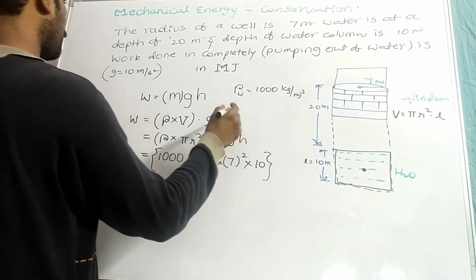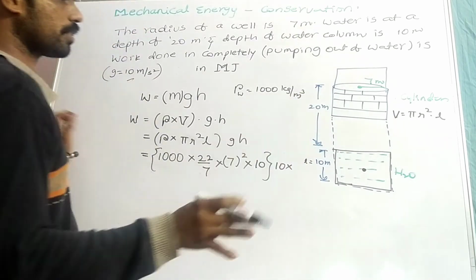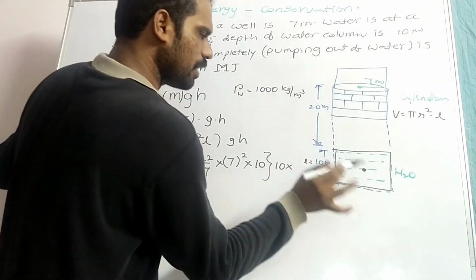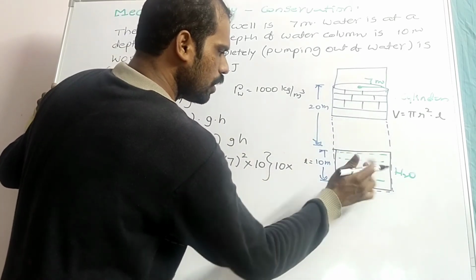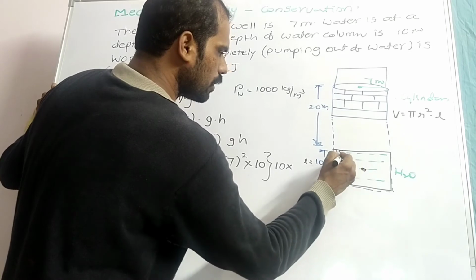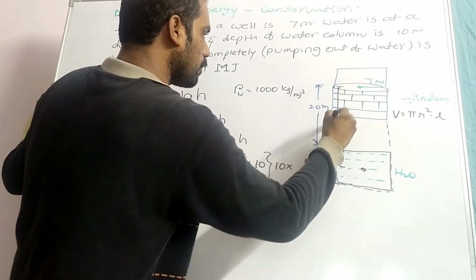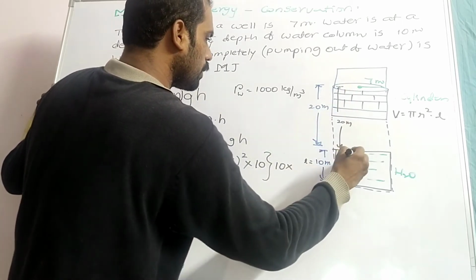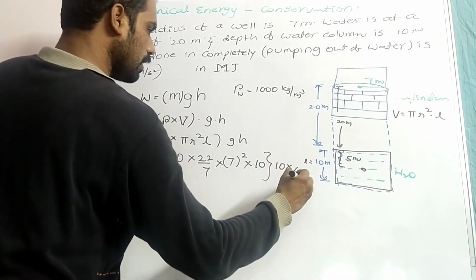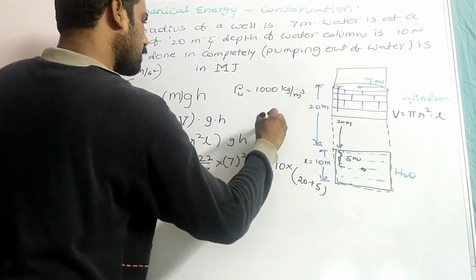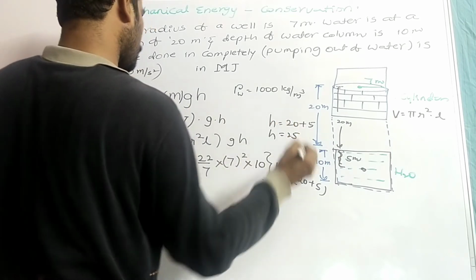Now acceleration due to gravity value is given as 10, and what we have to find is h. Here we have to see with keen attention. This is 10 meter. As the massive part is concentrated here, we have to take up to the center of mass only. So from here to here is 20 meter, and from here the 5 meter is the height we have to take. So H can be taken as 20 plus 5, which is the center of mass, so H is equal to 25.